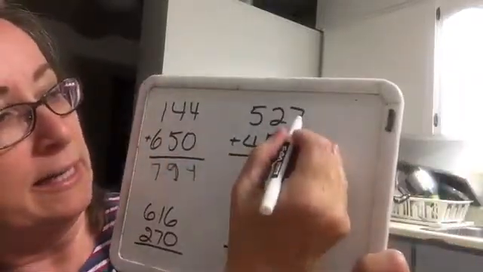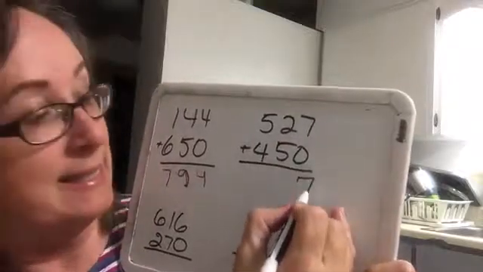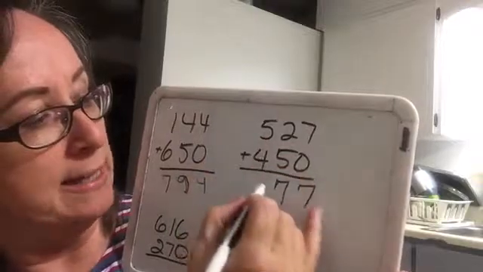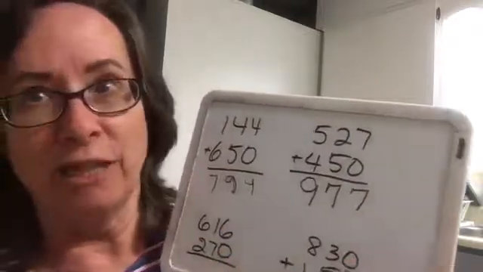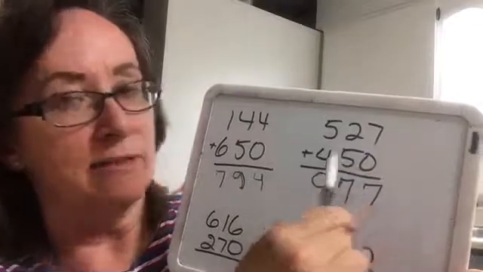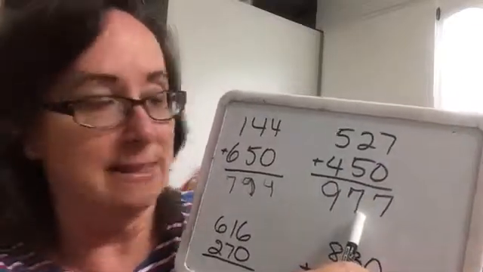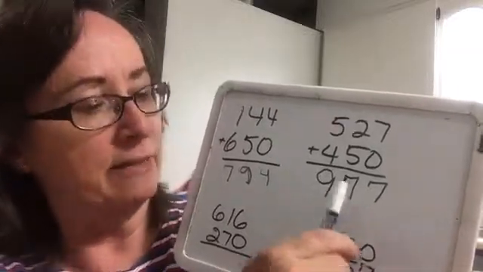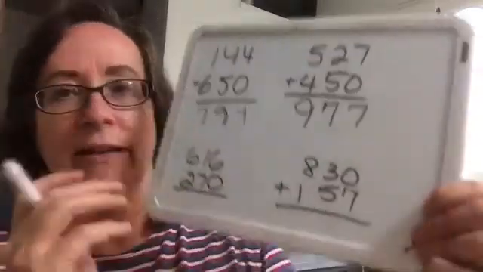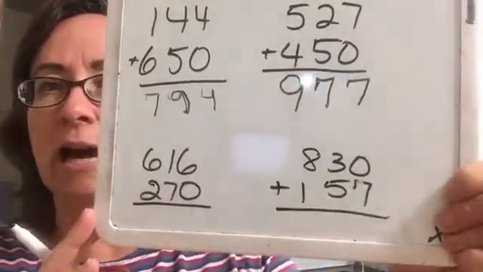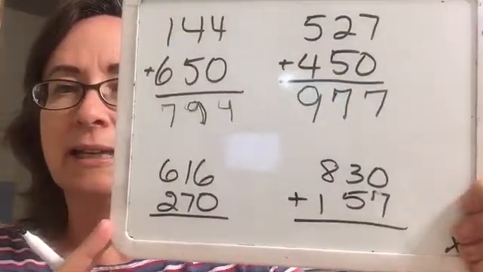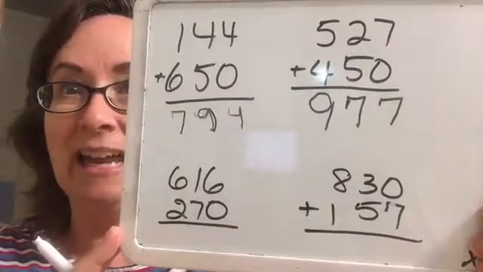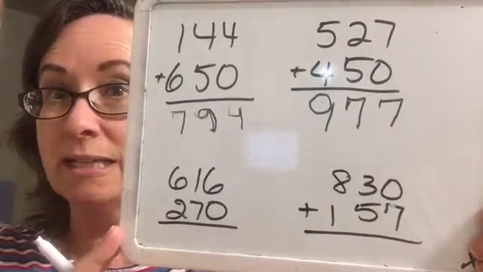794. 7 plus 0 is 7. 2 plus 5 is 7. 5 plus 4 is 9. And I'm not going to say it every time, but you know that this is 2 tenths and 5 tenths, and that is 7 tenths. That is 5 hundredths and 4 hundredths, and that is 9 hundredths. 977. Okay, you do the last two, copy them down, and then I will come back and check your answers in a moment.